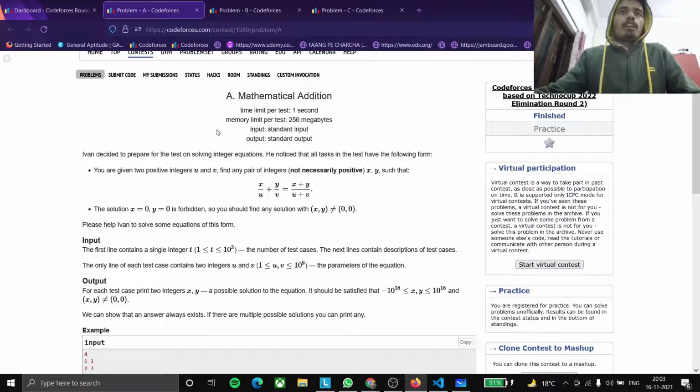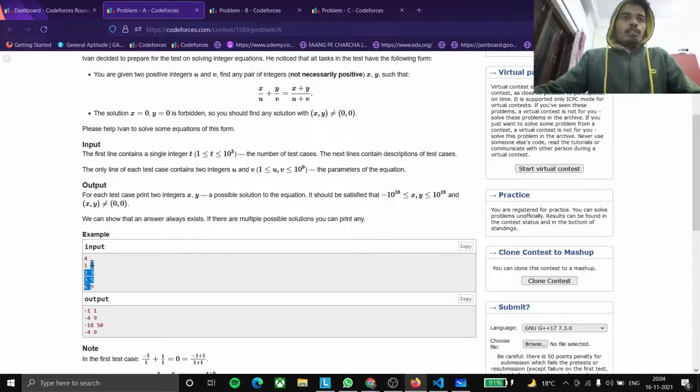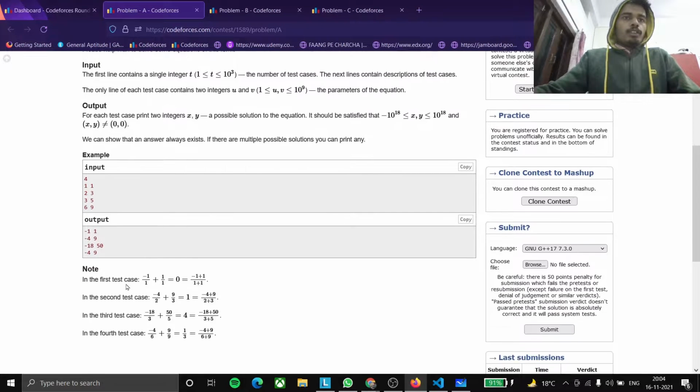So first of all, our first question is Mathematical Addition. In this question, we have been given an equation and we have to satisfy this equation and find the values of x and y in terms of u and v. We have been given this equation, and also that the solution should not contain x equal to 0 or y equal to 0. Let's have a look at the input and output.